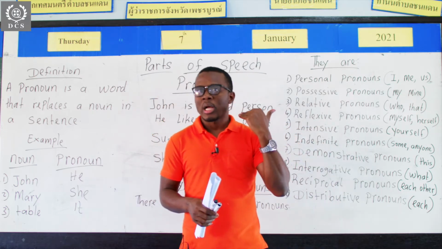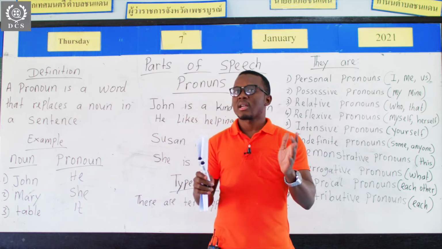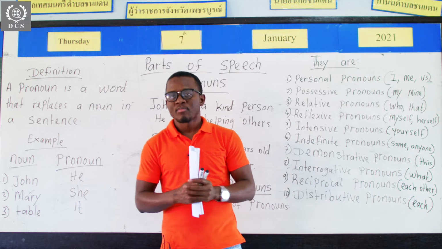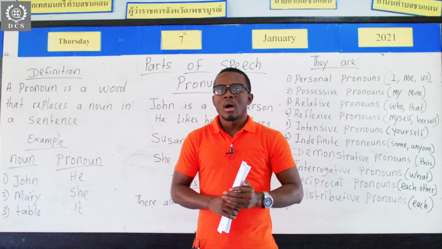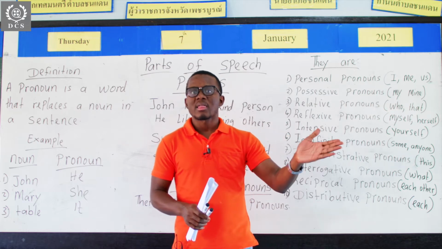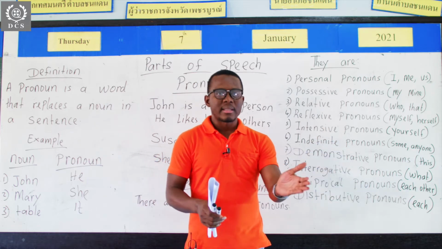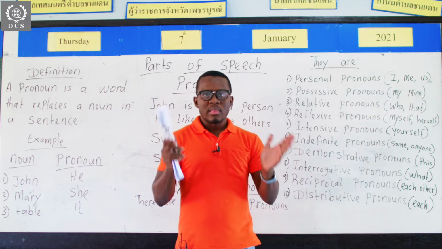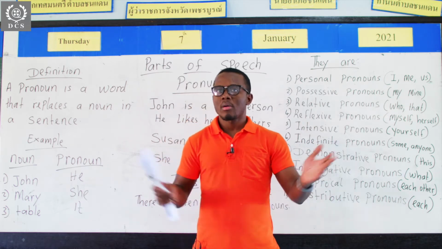If you remember, on our last lesson, we talked about nouns, which I mentioned that a noun is a name of a person, an animal, a place, or a thing. So John is the name of a person, so John is a noun. Fish is the name of an animal, so fish is a noun. Thailand is the name of a place, the name of a country, so Thailand is a noun. So a noun is the name of a person, an animal, a place, or a thing.